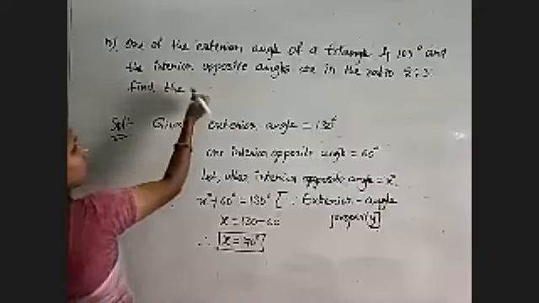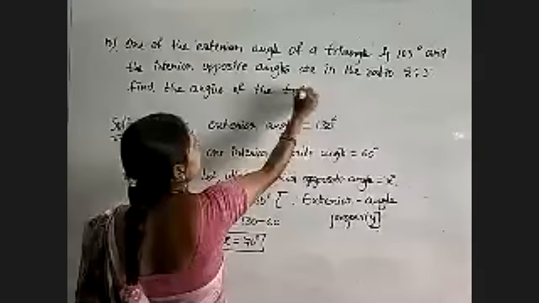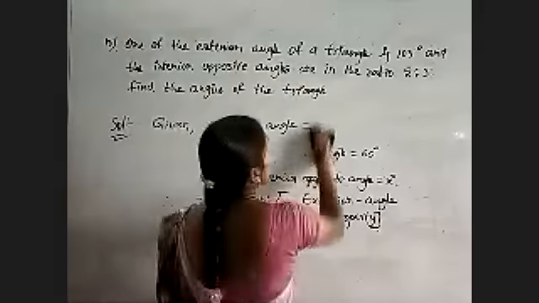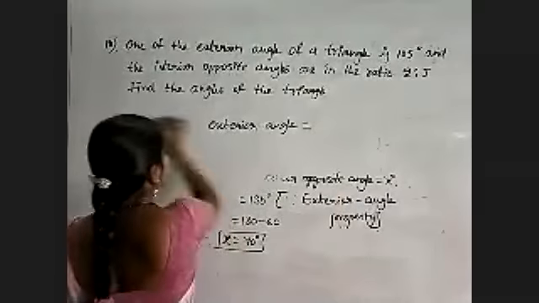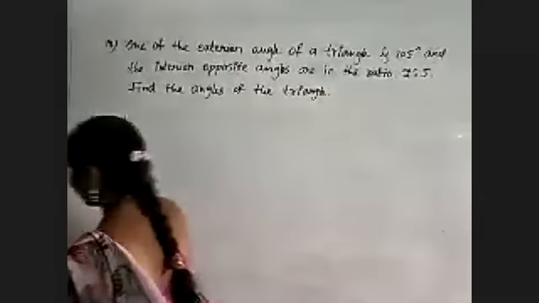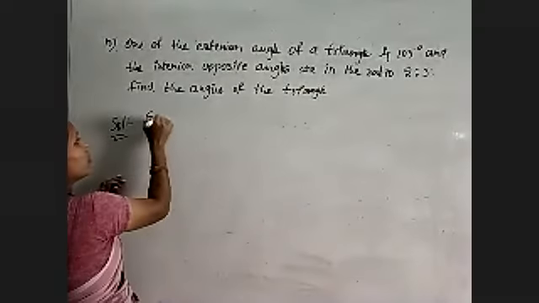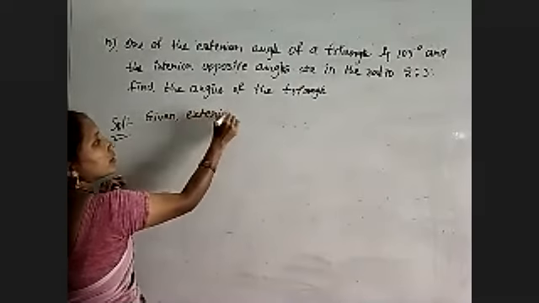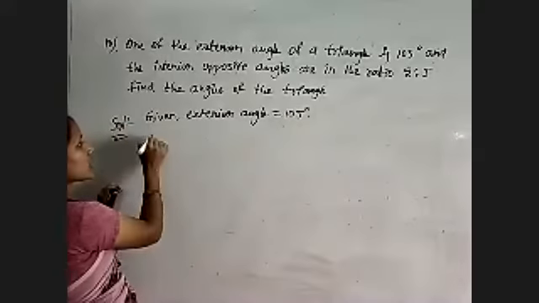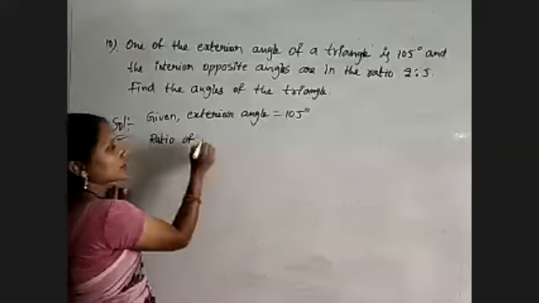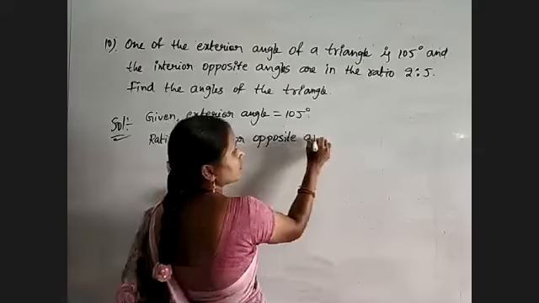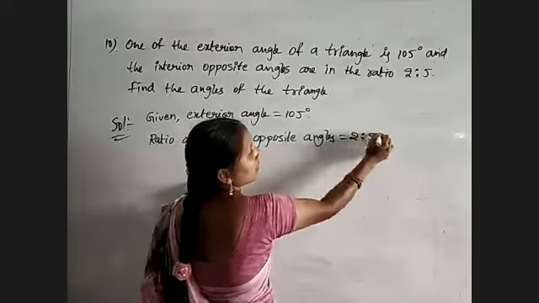Same as the seventh problem only. Find the angles of the triangle. So here given: exterior angle is equal to 105 degrees, and the ratio of interior opposite angles is equal to 2:5.